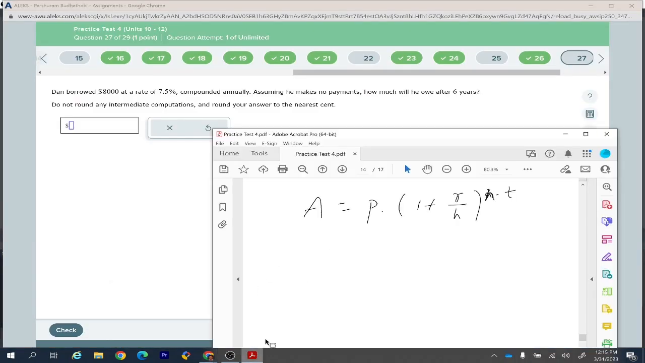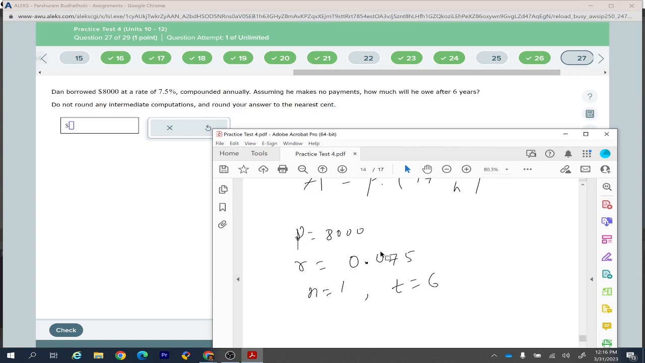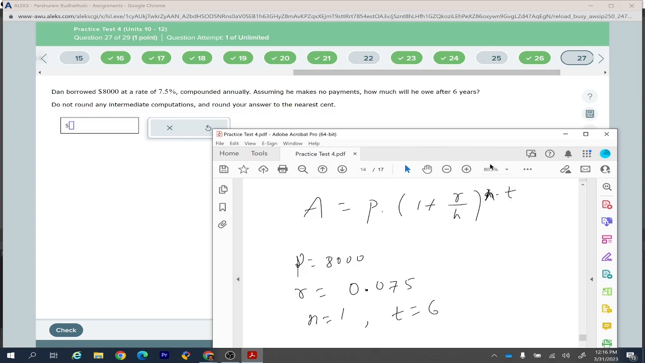A equals P times 1 plus R over N to the power N times T, where P stands for the principal, R stands for the rate, N is the number of times compounded annually, and T is the number of years. In this case, principal is 8,000, so P is 8,000. Rate is 7.5%, which you have to write in this form, 0.075. Compounded annually means N equals 1. Assuming he makes no payment, how much will he owe after 6 years? So time is 6. So you plug this value back here using a calculator.